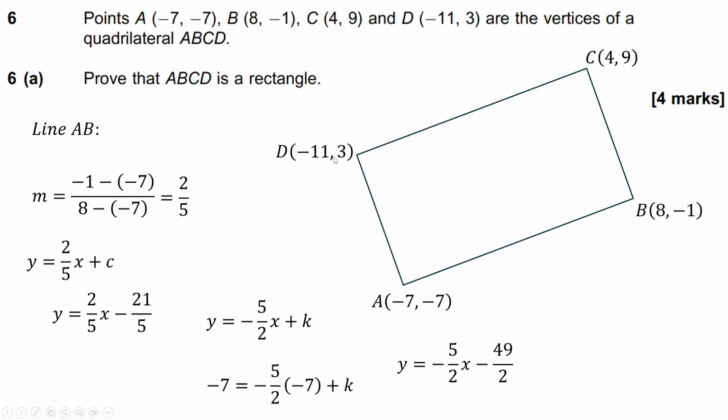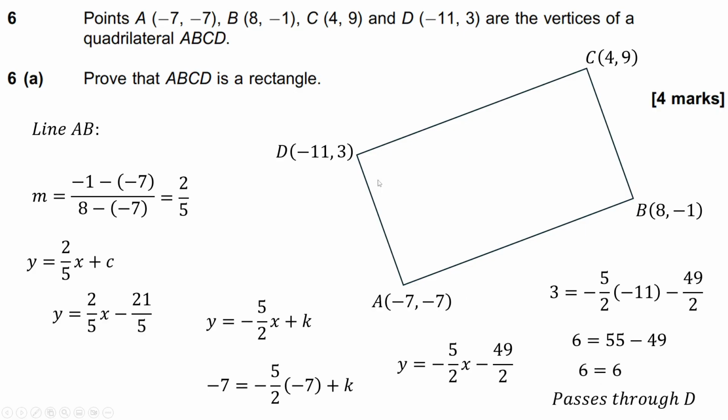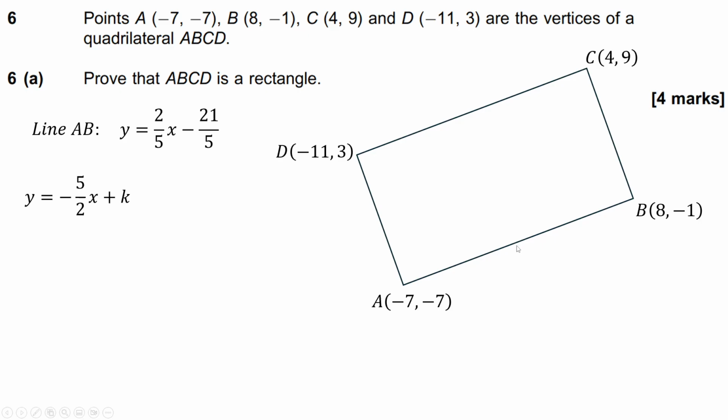And then what I've done is I've plugged in this coordinate here to show that it goes through this as well. Run through that, you'll get 6 equals 6. Therefore, it does pass through D. Okay, so I've shown that the negative reciprocal of this line passes through D.